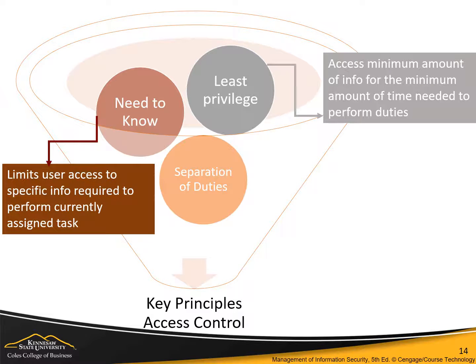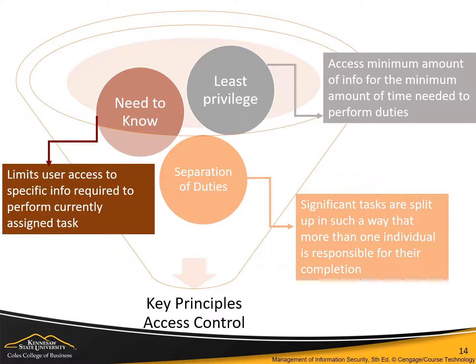Second is need to know, which limits a user's access to the specific information required to perform the currently assigned task, and not merely to the category of data required for a general work function. Finally, we have separation of duties, which is a control requiring that significant tasks be split up in such a way that more than one individual is responsible for that completion. In that way, one individual does not have too much power to intentionally or unintentionally have a mistake occur.